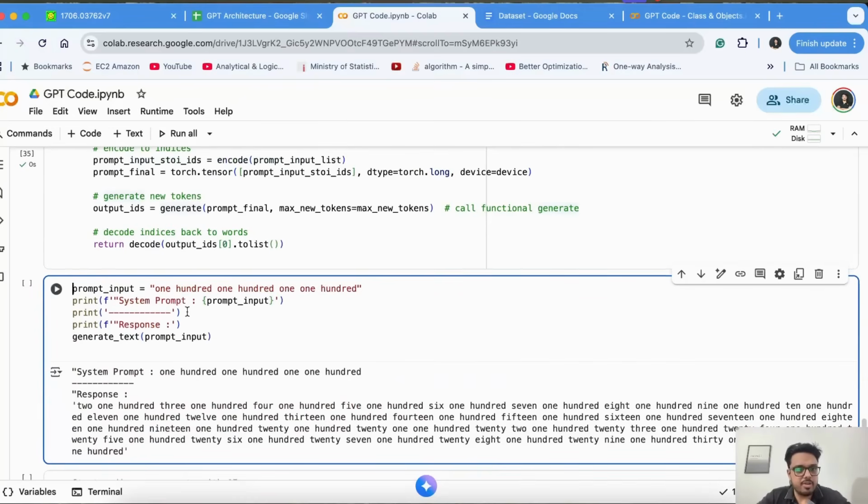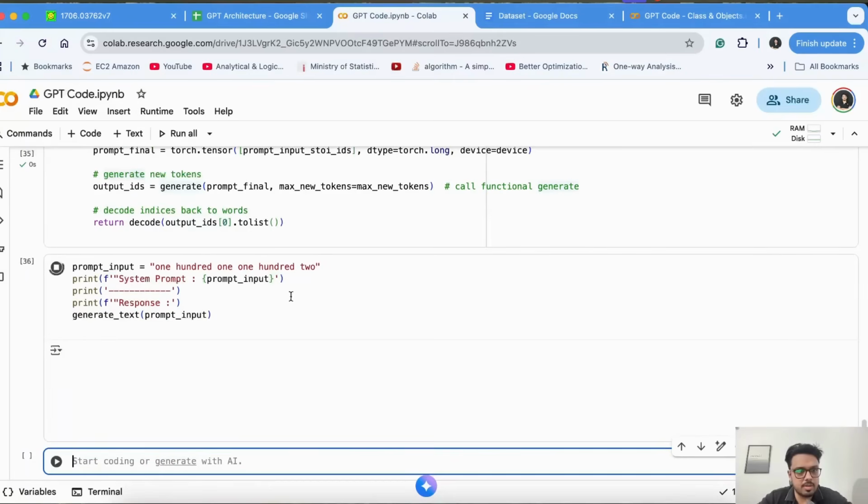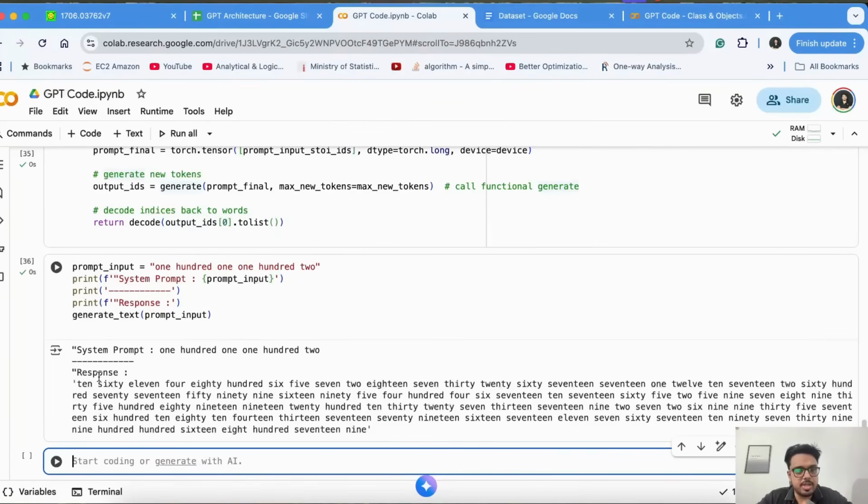So let's say that our input is 101, 102. Okay, let's take that this is the input, 101, 102. You see that the response is 10, 60, 11, 480. So obviously this doesn't turn out to be good or helpful for us.